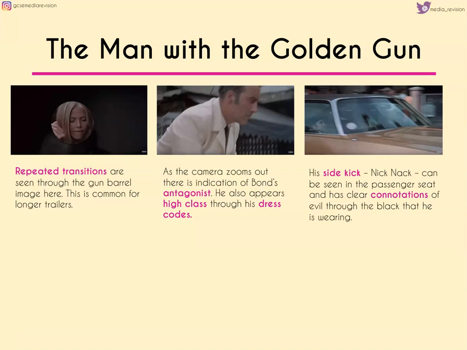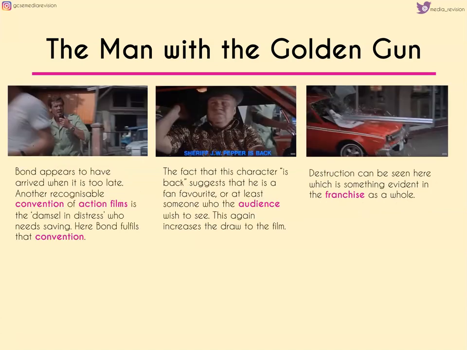We've got suit and tie, and we see his sidekick in the car, Nick Nack, who has connotations of evil because even from here we can see that he's wearing a lot of black. Now when we do see Bond, he appears to have arrived far too late, and again this is another convention of action films and of Bond films, that we suddenly have a damsel in distress who needs saving, and Bond begins to fulfil that convention.